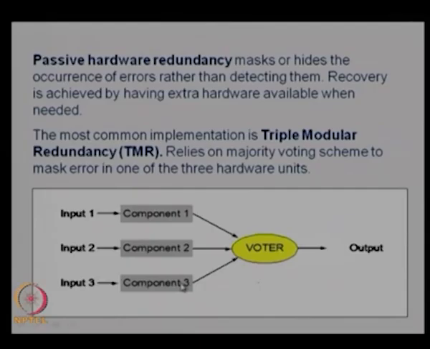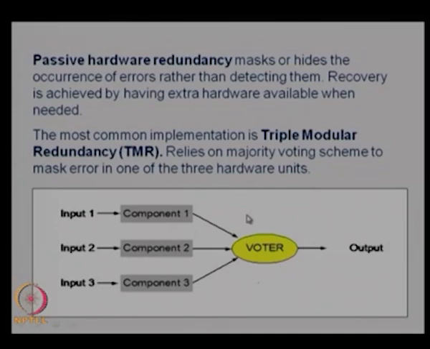So, in any case, if there is one error, it can be easily masked by this system. That is why it is known as triple modular redundancy. We have modular redundancy by providing 3 redundant hardware units, and the voter decides whether there is an error or not. If one of the component outputs is not equal to the other 2, that will be an error, and without even declaring it as an error, the voter goes with the other 2 outputs and gives an output to the system. So, it masks the error in one of the components and continues to provide the output. That is known as triple modular redundancy.